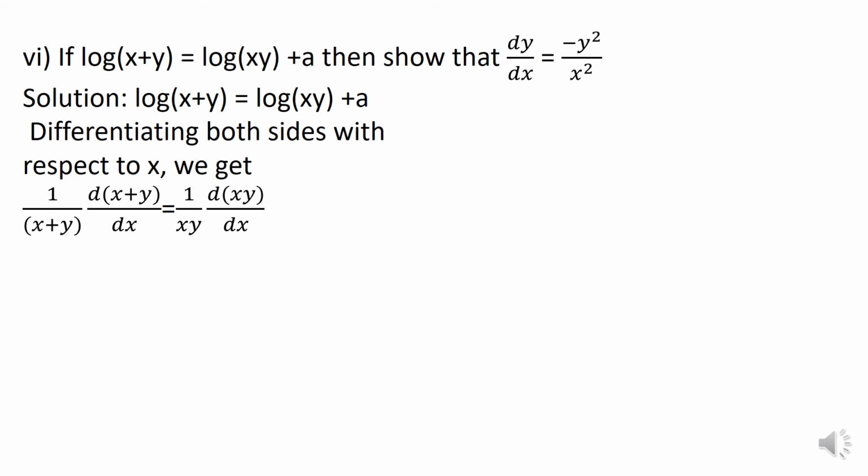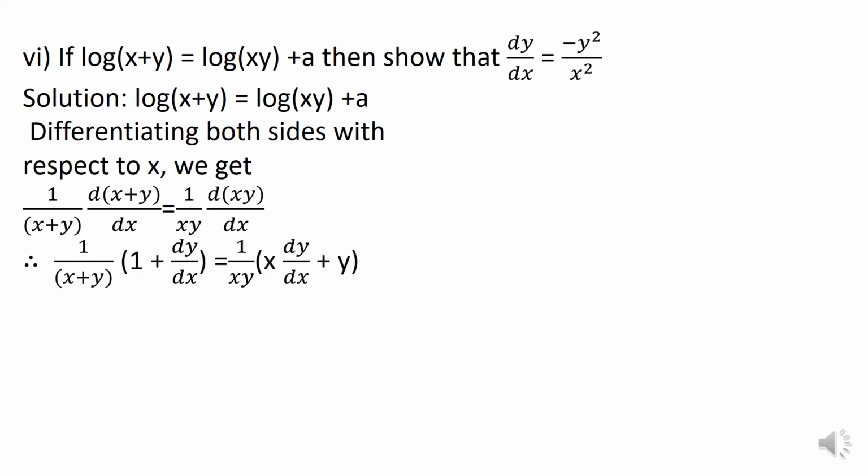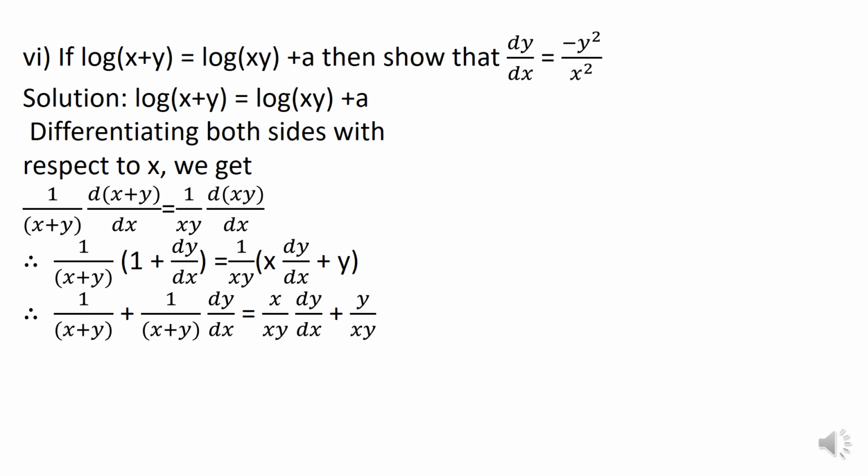Log xy becomes 1 upon xy d/dx of xy. A is a constant, so it becomes 0. Thus, on the LHS, 1 upon (x + y), the derivative of x + y is 1 + dy/dx, is equal to, on the RHS, 1 upon xy into the derivative of xy. Obviously, we use a product rule and get the answer here for the bracket. And then we open the brackets on both the sides and thus write the terms like so.